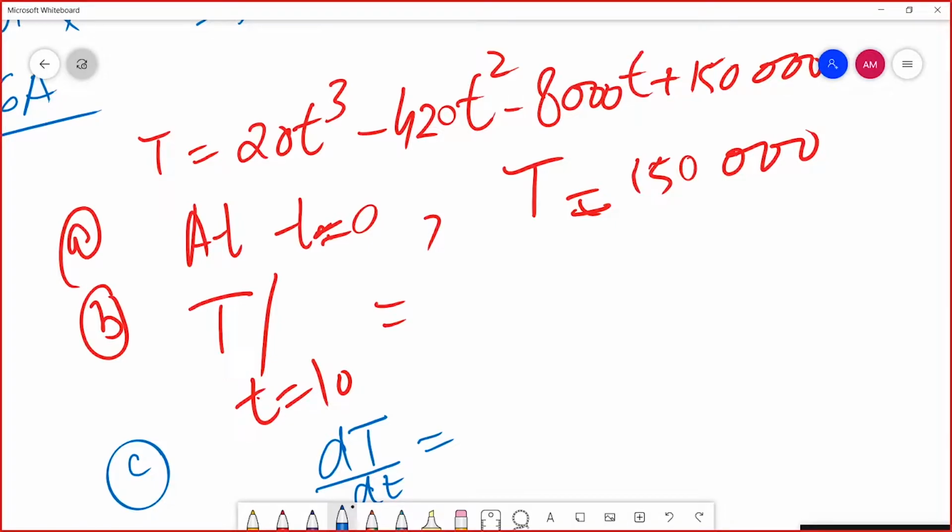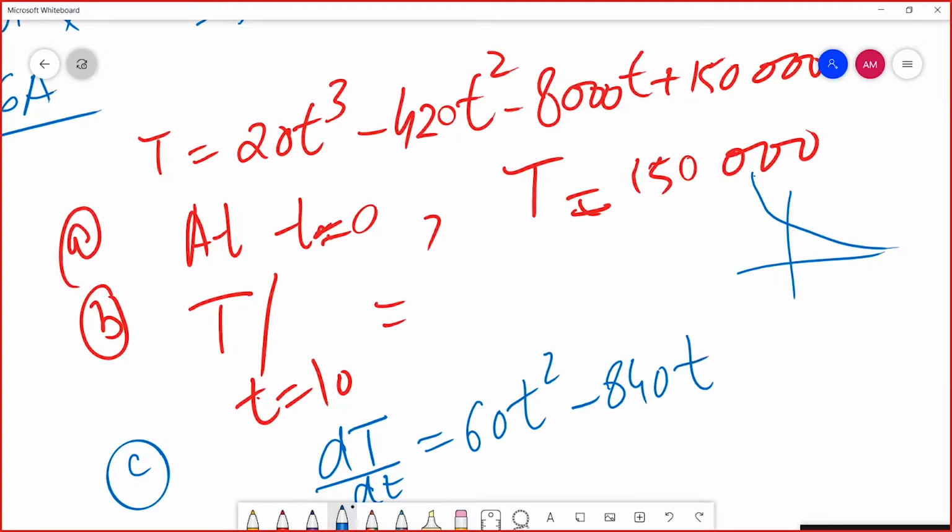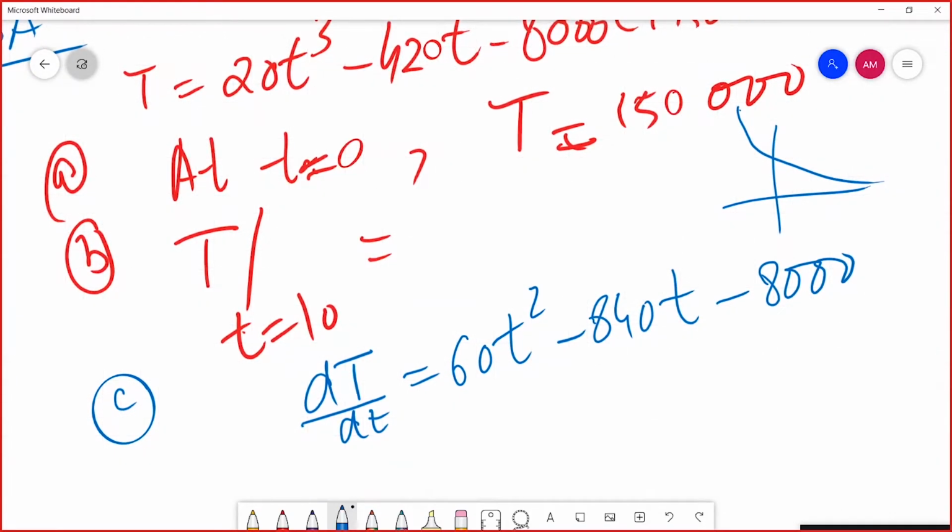So can you help me write the derivative? This is the rate of change, and this time the rate of change is negative because if I plot like this, it would be something like this. It's going down, quantity. Okay, help me to write. 6T squared minus 840T minus 8,000. Yeah, good. And because 150,000 is constant, that would be zero, so we don't write that.